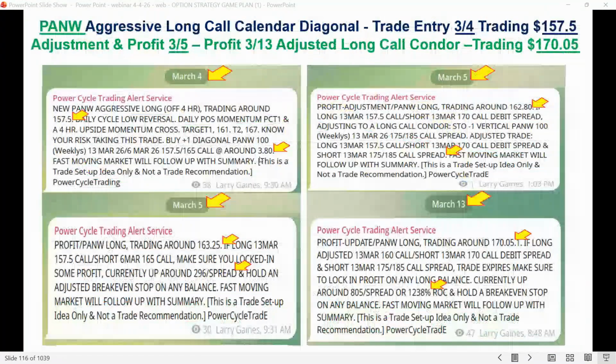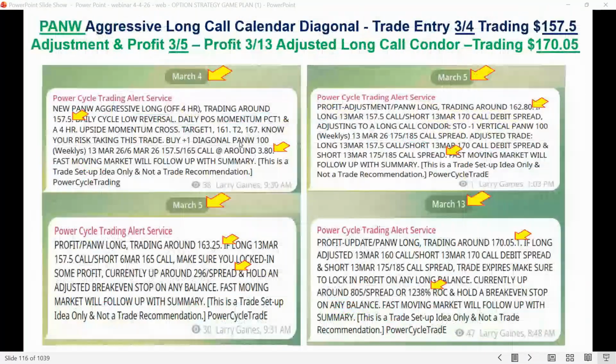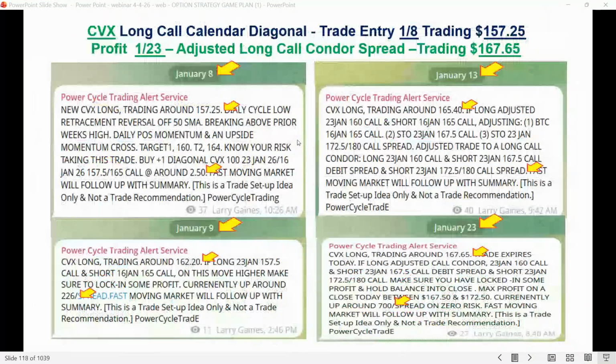Here was that Palo Alto trade. Now this was a 31% return, right? But look at this trade. This was the Palo Alto I showed you earlier. This was a 1,266% return. So, you know, some are chipping away, singles, singles, singles. Some are home runs. This was a home run. So you never know what you're going to get. You know, like a box of chocolates, right?